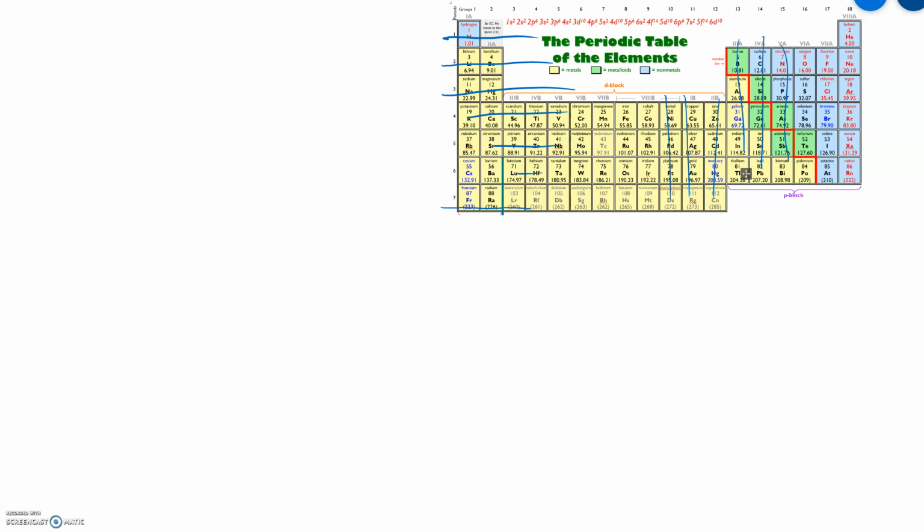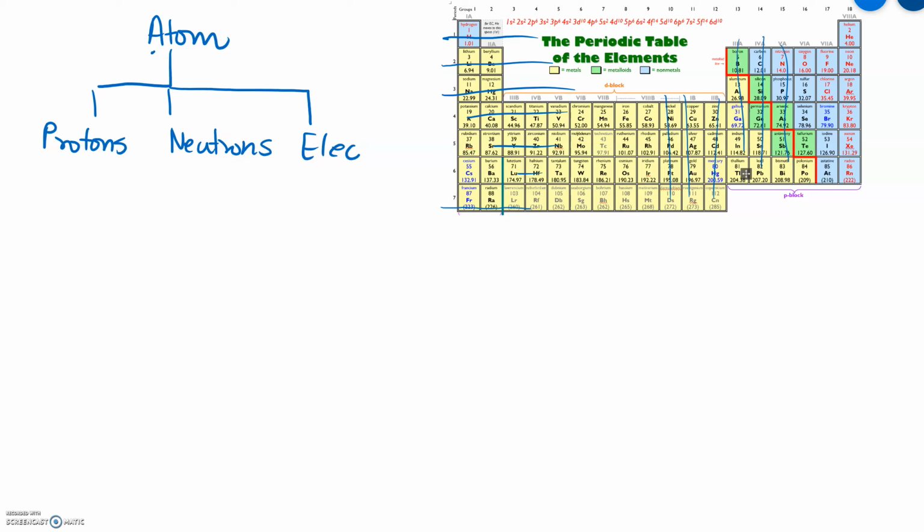All right, so let's talk about the atom. We have an atom, and then inside the atom what we have are protons, neutrons, and electrons. The protons and the neutrons are found inside the atom in what's called a nucleus, and the protons and the neutrons also make up the mass of the atom.